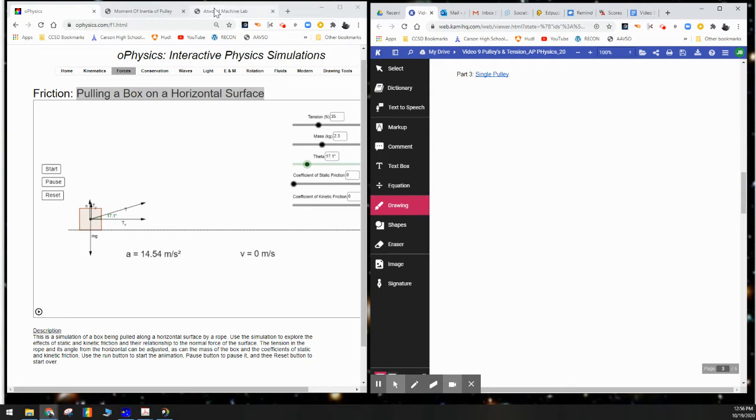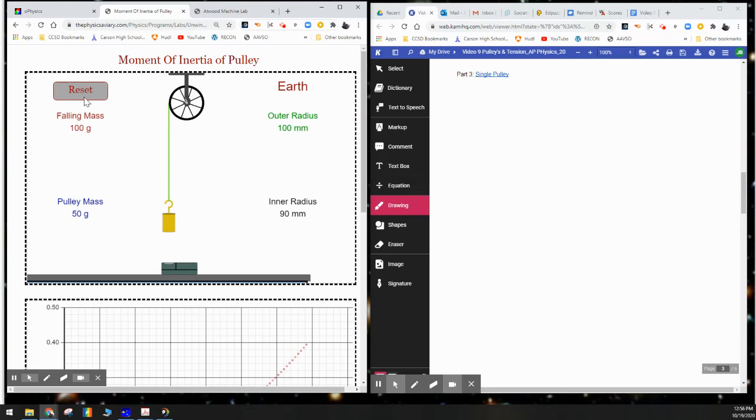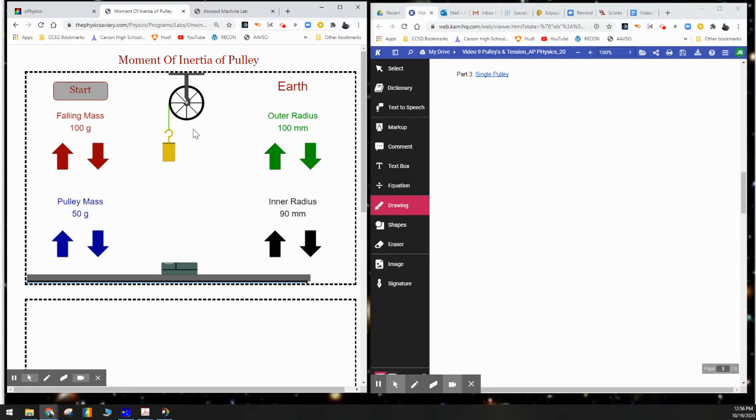Okay, so part 3. Now we're talking about a pulley and what's called an Atwood's machine. So here's a pulley, and right now we're going to ignore any friction, and we're going to assume that the pulley has no mass and the string is massless. So, assumptions: the mass of the pulley is going to be 0, and no friction.